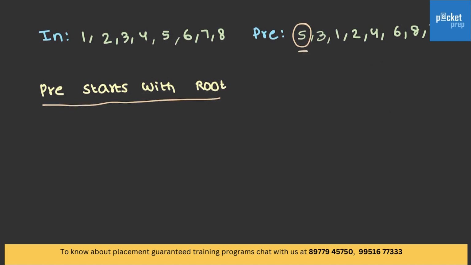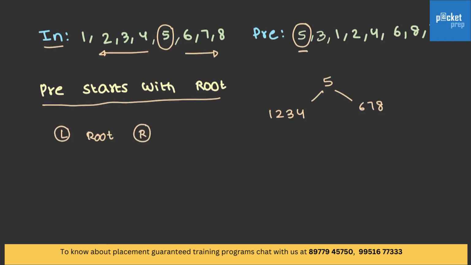5 is the root. 5 is here. Now, 5 is located at this position in in-order traversal. Whatever is to the left of 5 should be present to the left, and whatever is to the right should be present to the right. This is happening because in in-order traversal, we visit left first, then root, and then right. But in pre-order traversal, we visit root first, then left, and then right.